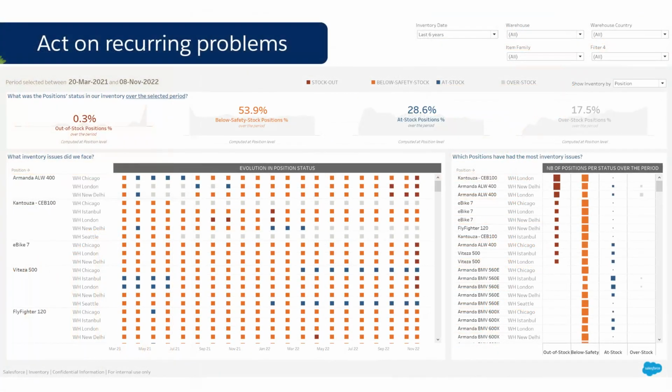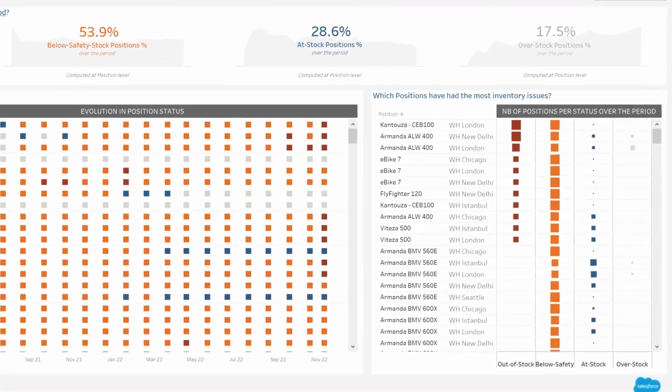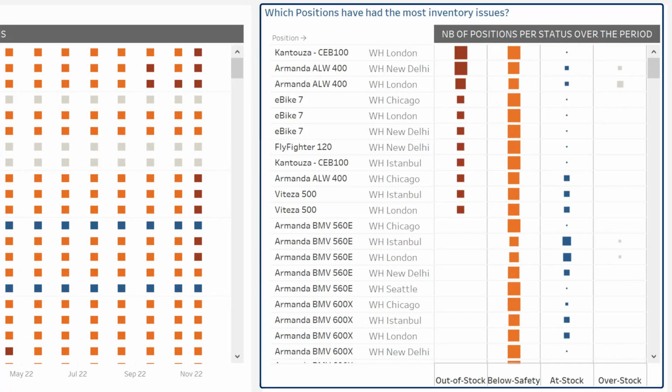Do you want to immediately identify which items are causing you recurring problems? Take proactive actions on positions that impact you most often.